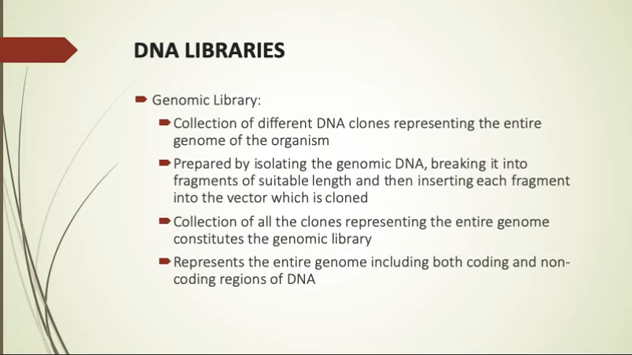So what do you mean by genomic library? It is a collection of different DNA clones representing the entire genome of the organism. It is prepared by isolating the genomic DNA, breaking it into fragments of suitable length, and then inserting each fragment into the vector which is cloned. The collection of all these clones representing the entire genome constitutes the genomic library. It represents the entire genome, including both the coding and the non-coding regions of the DNA. Okay, so this is the genomic library.